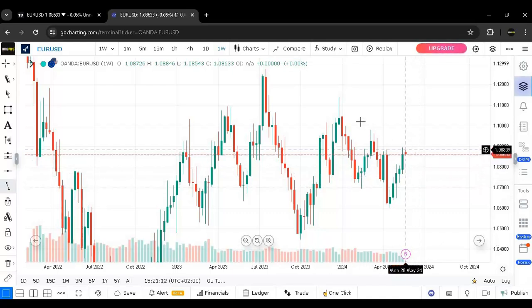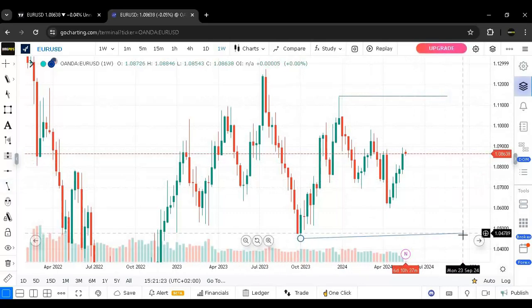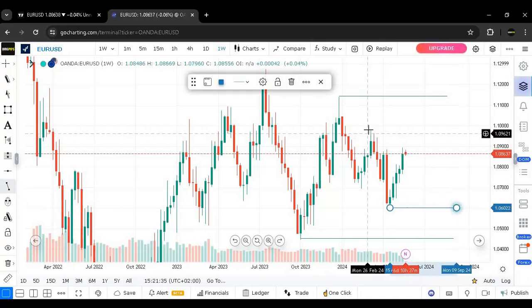So this price action, as you can see, we have buy side liquidity right here, and we have sell side liquidity right here. We have sell side liquidity right here, and we have buy side liquidity right here.